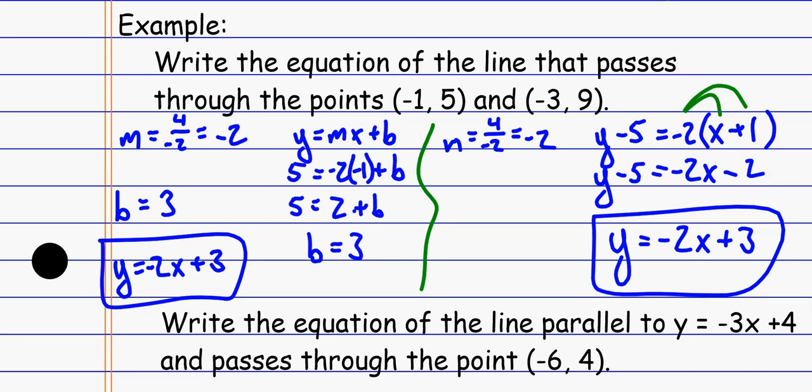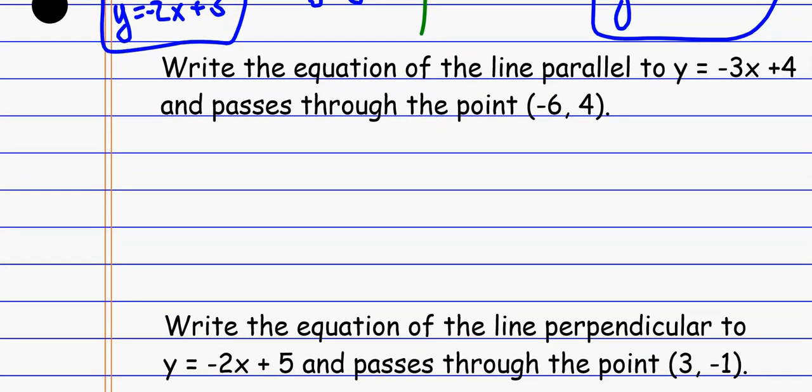Okay? If I look at the next one, it says write the equation of the line that's parallel to y equals -3x plus 4 and passes through the point (-6, 4). And so once again, I'm going to do it twice. If I'm going right to y equals mx plus b, I need to find two things. I need the slope, and I need the y-intercept. I need the m and the b.